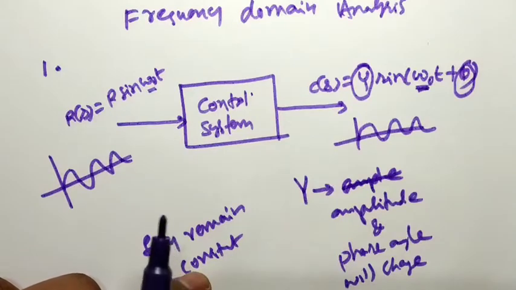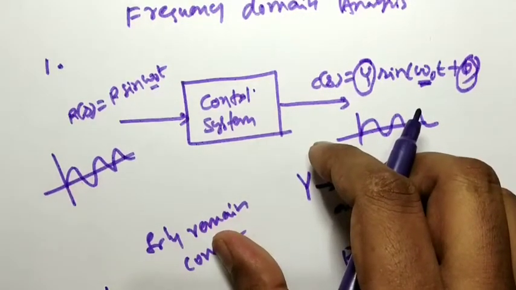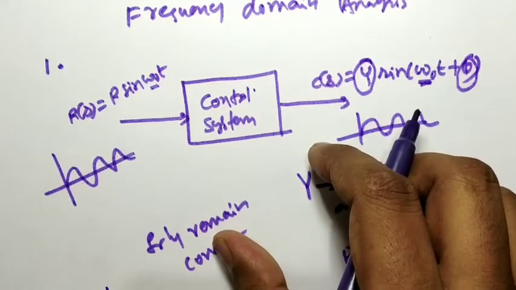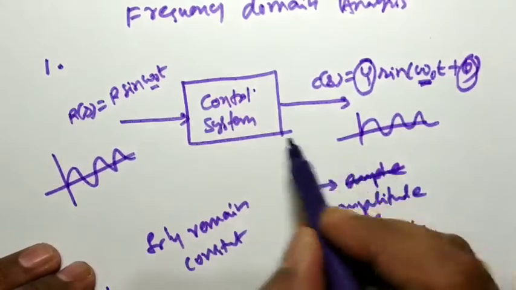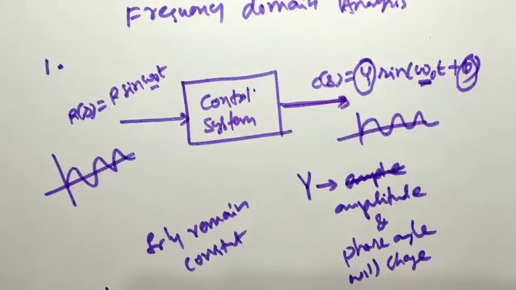We can also say frequency analysis. We are going to analyze and find whether the system is stable or not. One more advantage: in the time domain it's a little difficult to find the stability, but in the frequency domain it's very easy, and accuracy is also there. So frequency analysis means how we are going to find the stability of the system.